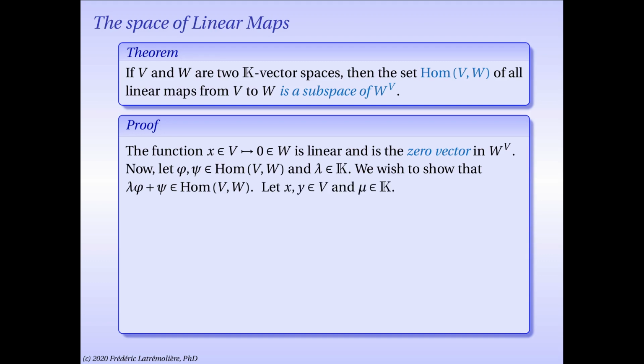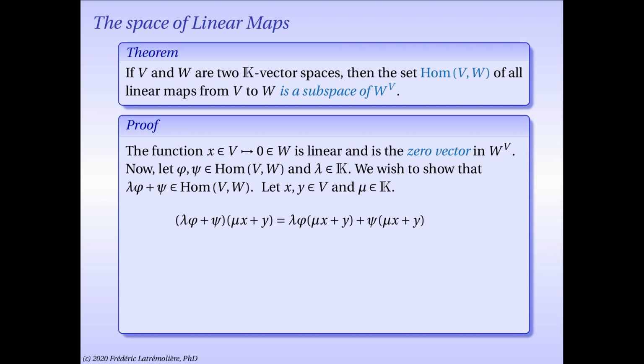But as it were, we also have a characterization for linearity, so we take any two vectors x and y in V, and some scalar mu in K, and I calculate lambda phi plus psi. That's a function I want to prove is linear. And I apply it to mu x plus y. All right. So, to calculate this, I expand.